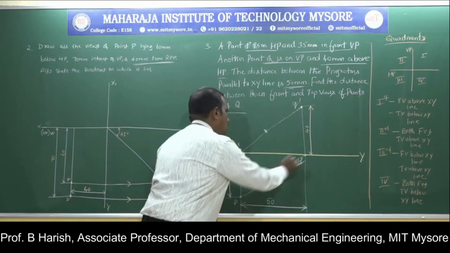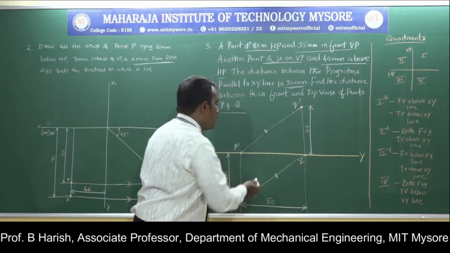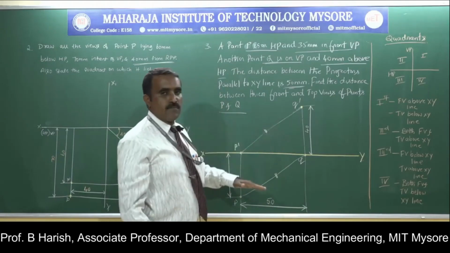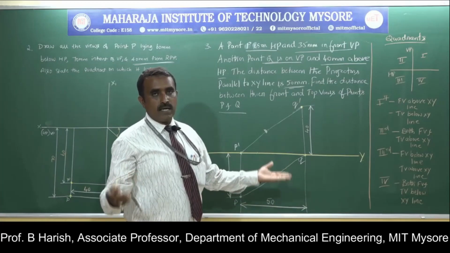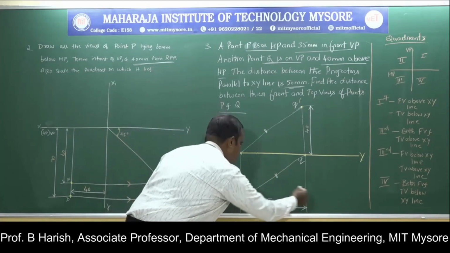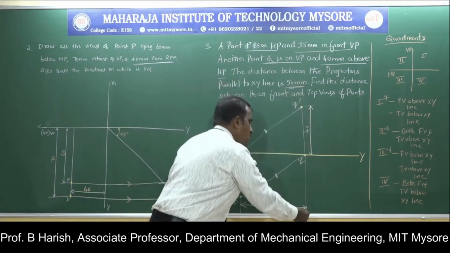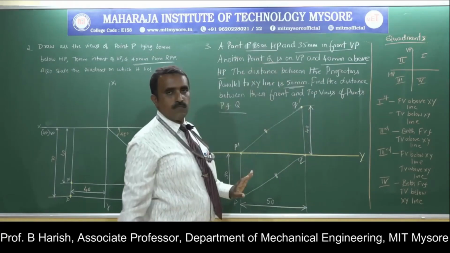So this is one projector. Somewhere here I will be getting the other projector. The distance between the projectors parallel to the XY line is 50 mm. This is your XY line. That is nothing but the convenient distance that was given in the first problem. So from this projector I will measure a distance of 50 mm, and on this vertical projector, I'll locate the projection of point Q.